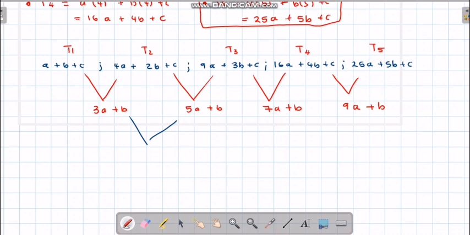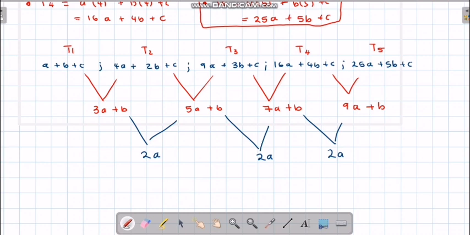5a minus 3a, which is 2a. And then b minus b, 0. 7a minus 5a, which is 2a, and then this one 2a. Can you see your b will cancel each other?